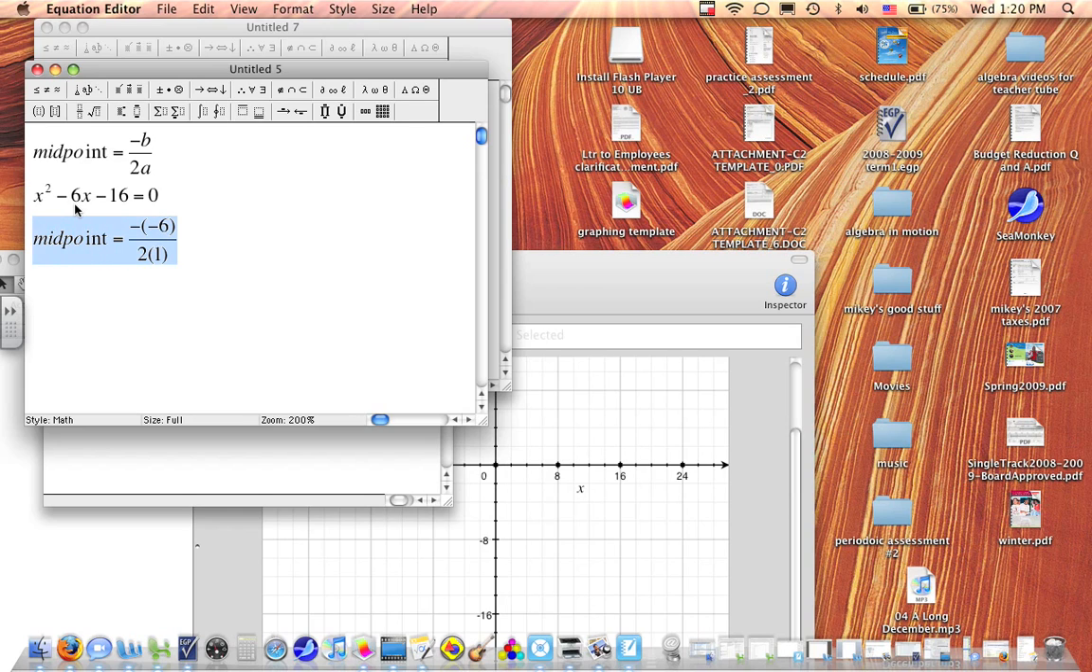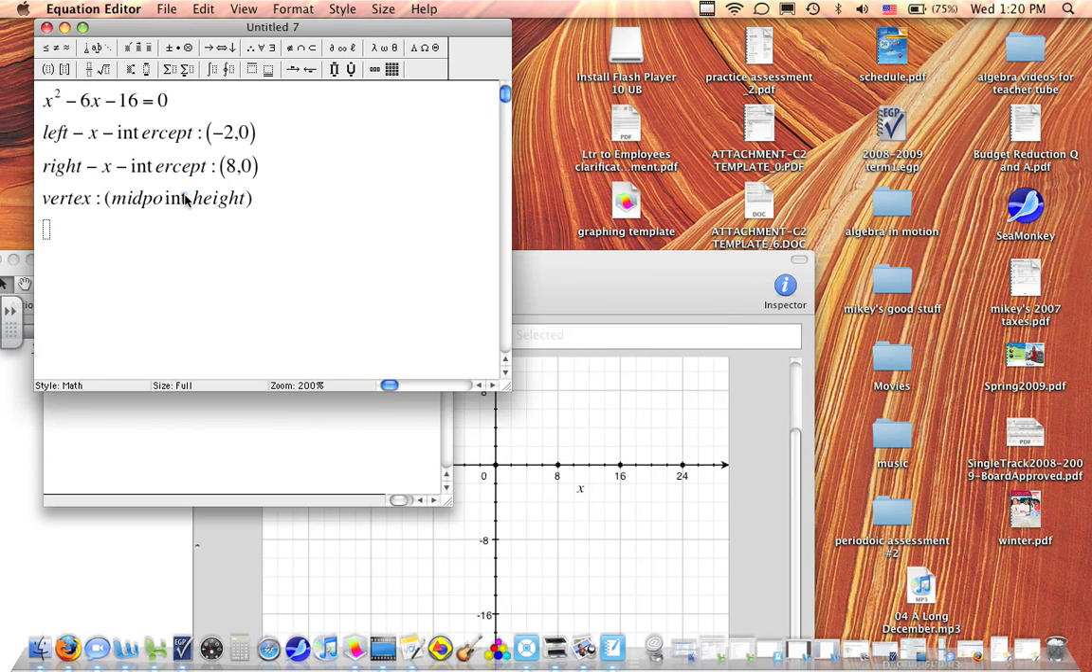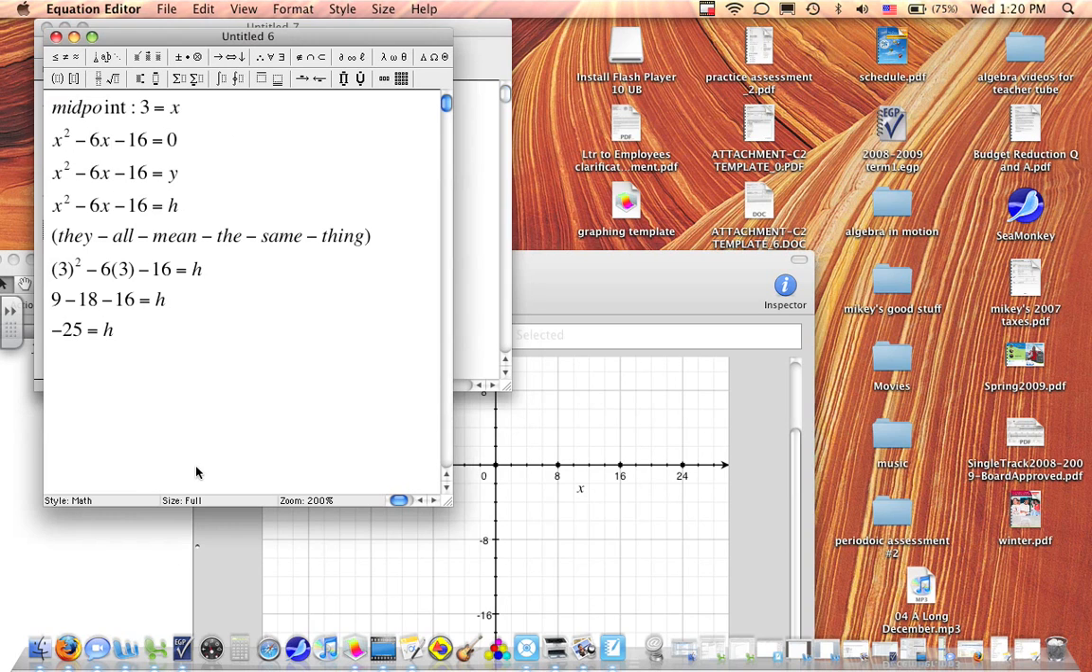And I just have to do a little bit of multiplication from here. Negative 6 times negative 6 is positive 6, and 2 times 1 is 2. And 6 divided by 2 is equal to 3. So if my midpoint is 3, that's the x value in between my 2 intercepts. I'm going to replace midpoint with 3. Now, how am I going to find the height? I don't have a formula. All I know is that for my vertex, x is equal to 3.